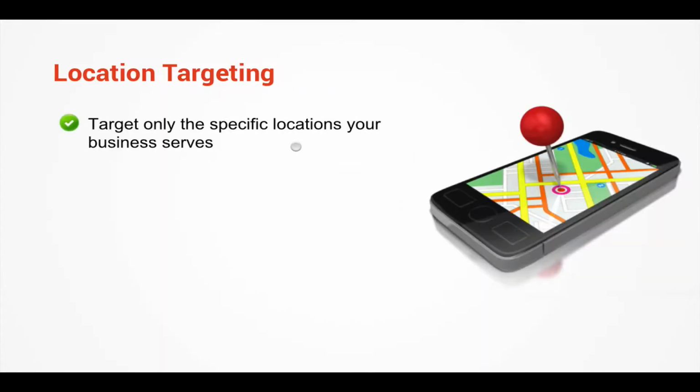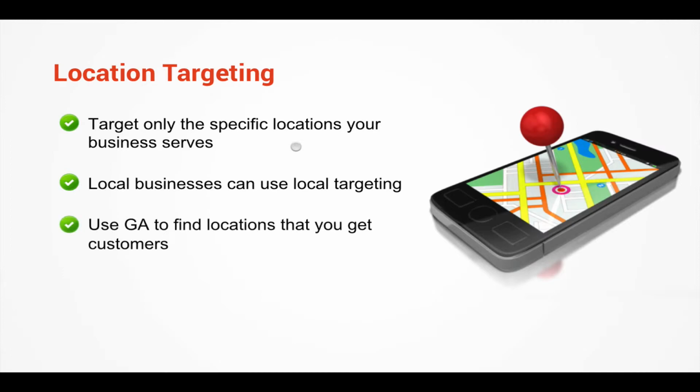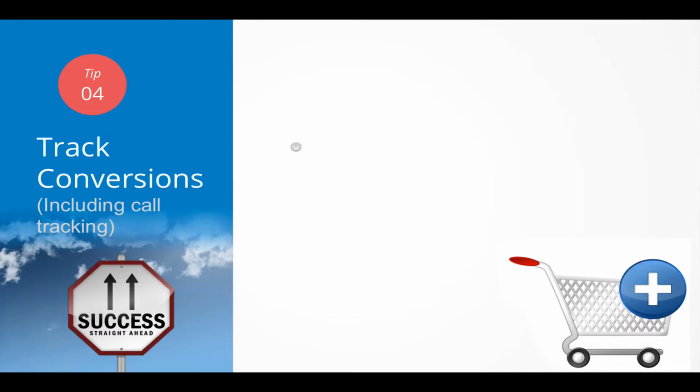So, location targeting. It sounds again very obvious. Target only the locations that you look after. It's absolutely possible and not that hard inside Google Analytics and Google AdWords. Local businesses can use local targeting, and I'm going to show you in a moment Google Analytics and how you actually know where people are searching from for your business. And then you bid higher for highly converting locations. So just before I move on to look at tracking conversions, let me show you a Google Analytics breakdown so you can see how you know where to target the location.